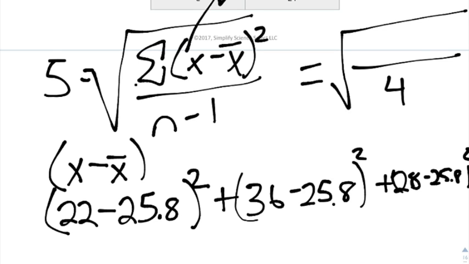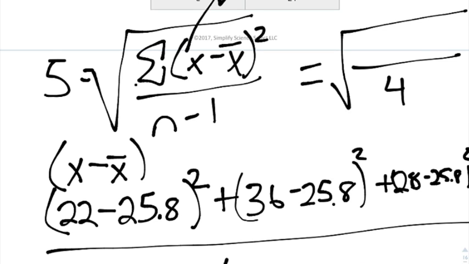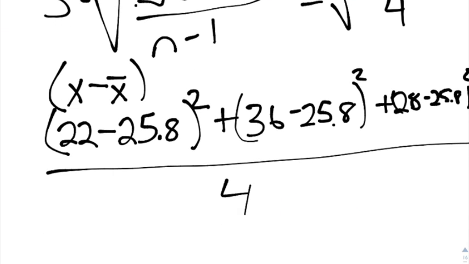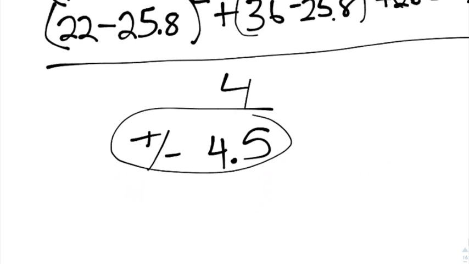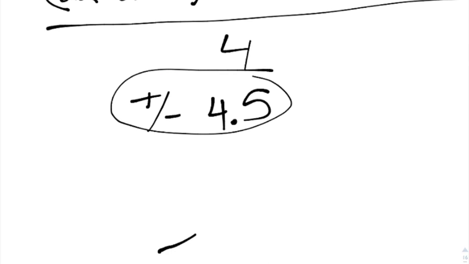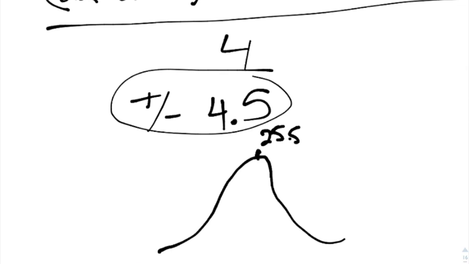Once you do it for all 5 data points, then you take that and you divide it by 4, and then you have to take the square root at the very end. And it becomes really important that you actually do that. Now, whenever you do this, you should get a number like plus or minus 4.5. And what that means is that the standard deviation for this is 4.5. So the average value is going to be 25.8 plus or minus 4.5.